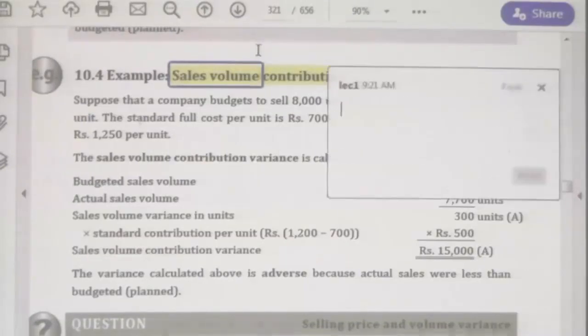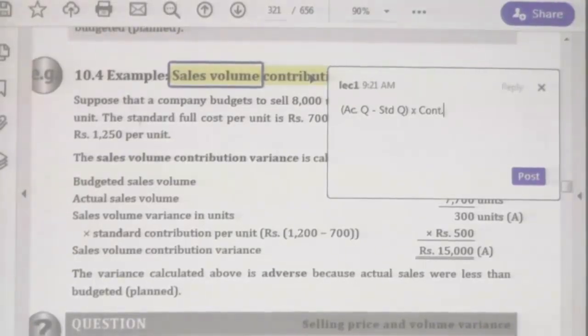If I explain this in detail, when actual increases more than the budgeted or expected, that is good, since this is revenue. You have to take actual quantity, then minus standard quantity from that. This difference shows you the quantity you sold more than or less than expected. Then, for sales volume contribution variance, this needs to be multiplied by contribution.